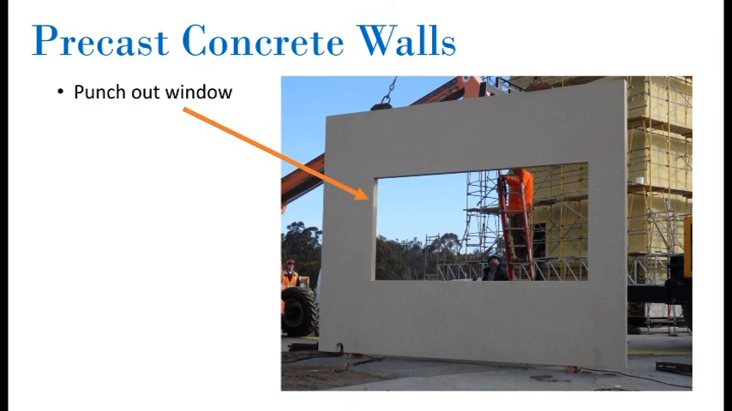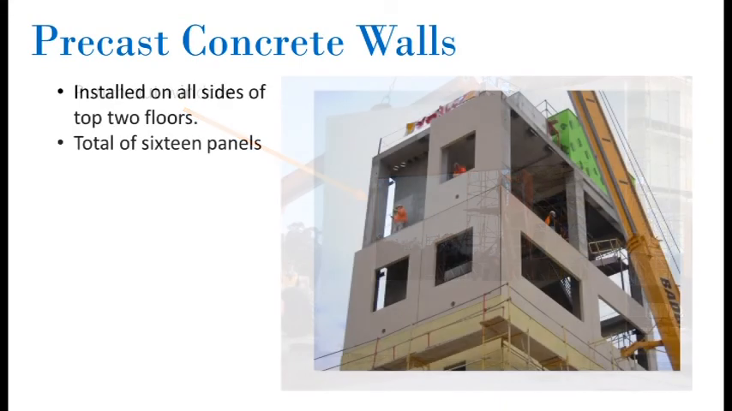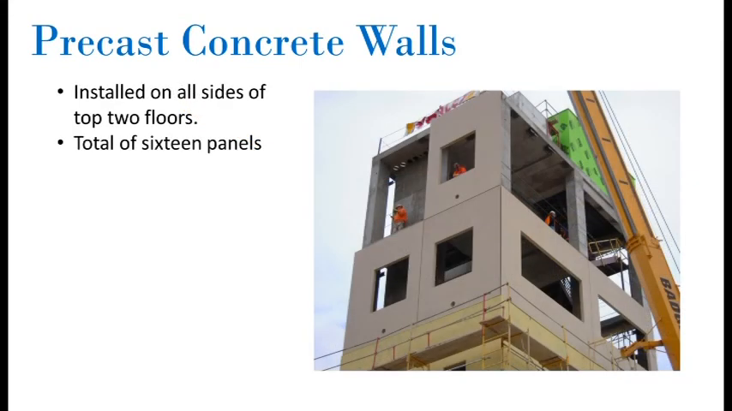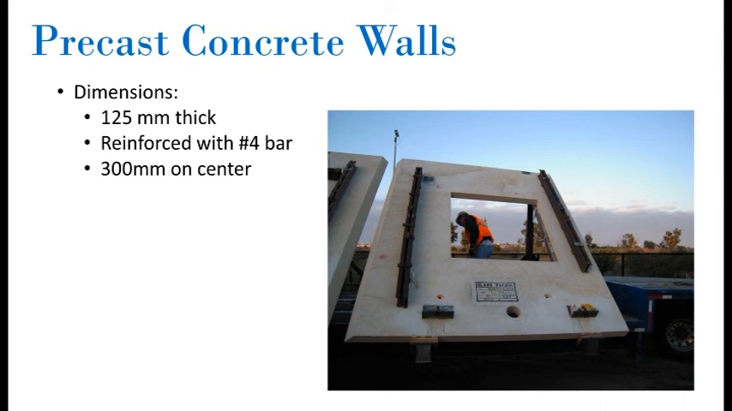The wall panels in this case study were punch-out window walls, meaning the wall panels spanned from floor to floor with openings provided only for windows. 2 precast concrete panels were fitted on each side of the building on 2 floors, resulting in a total of 16 panels. The panels were 125 millimeters thick and reinforced with a number 4 reinforcing bar, which is a ½ inch in diameter, placed at 300 millimeters on center, which means 300 millimeters between each bar.